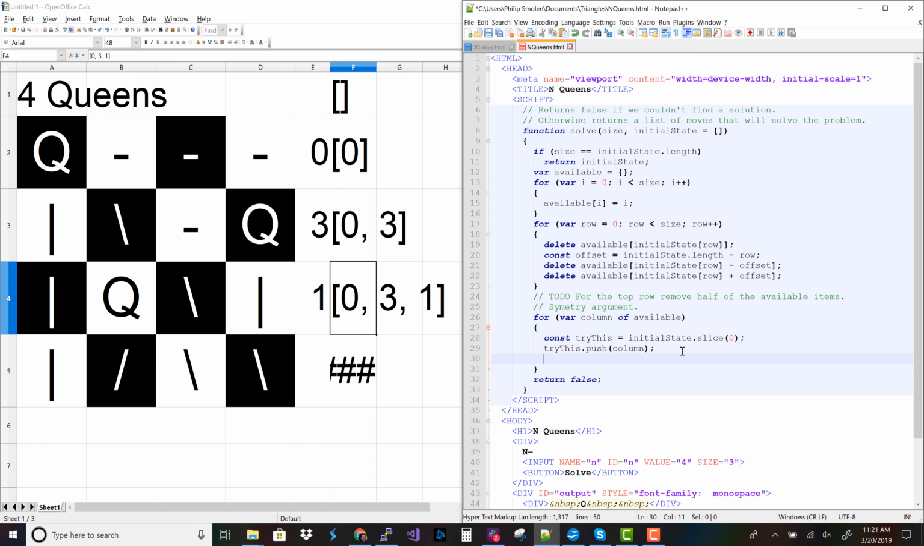Okay, so now we have a couple of, now what do we do with this? Well, this is the easiest part. I said this is recursive. We've made some progress, and now we're going to call solve again. Size hasn't changed, that's the size of the board, but the initial state has gotten a little bit bigger.